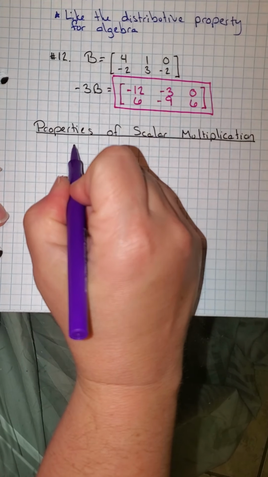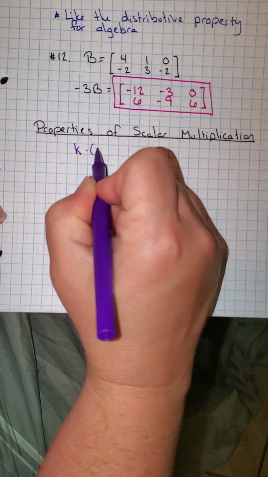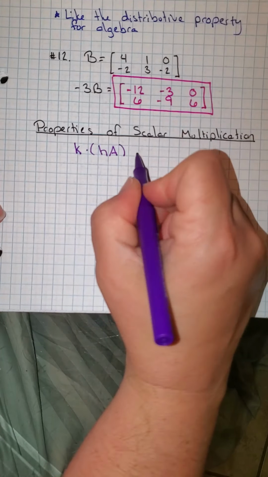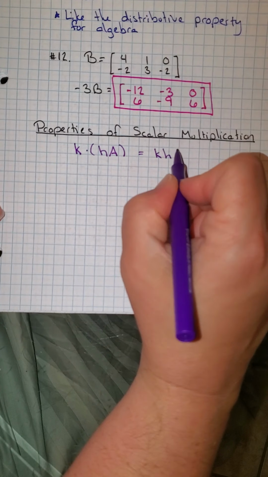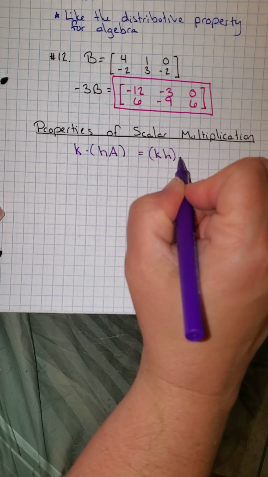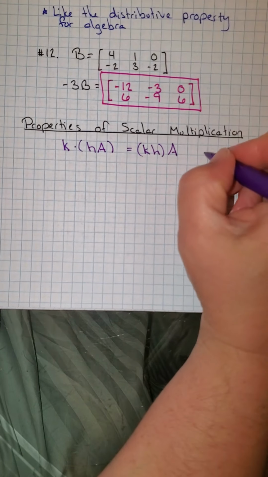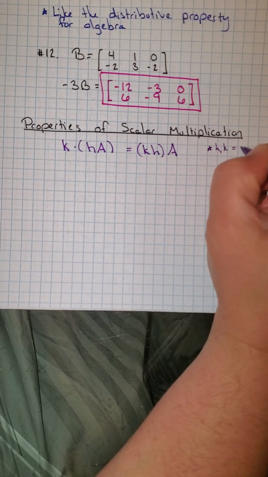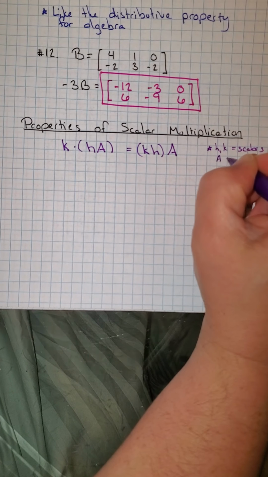All right, if we have a scalar k, and then we're going to multiply it times h times the matrix A, you could just multiply your two scalars together. So k times h, and then times your matrix A. So h and k are scalars, and A is a matrix.